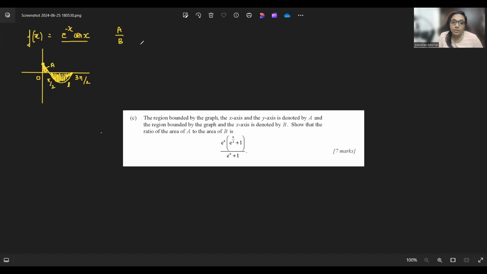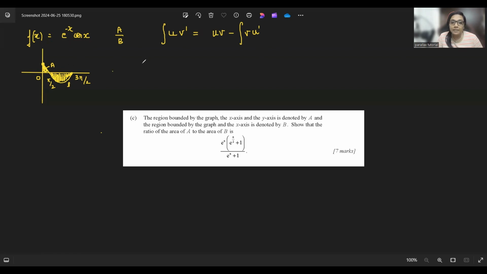The rule which we are going to use over here is called integration by parts, where you have two functions, u and v dash. V dash over here means differentiation of the second function, which is v. The integral of u v dash is equal to uv minus integral of v u dash. Again, u dash becomes the differentiation of the first function. So that's the rule which we are going to use.